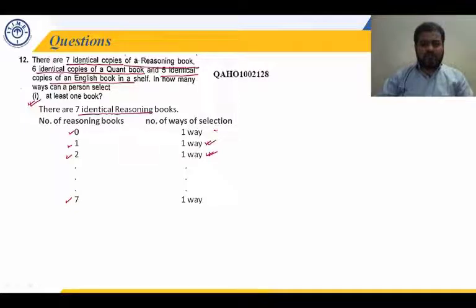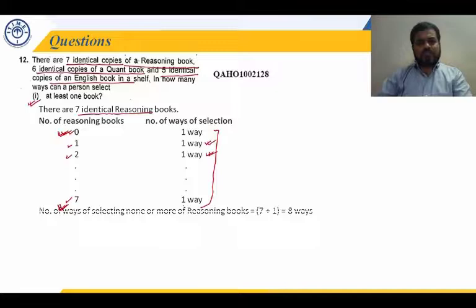So this one way is being added 8 times, right? Because from 0 to 7, these are 8 countings. So this 1, 1, 1, 1, 1, 1 will be counted 8 times. So what is the number of ways? The number of ways of selecting none or more of the reasoning books is 7 plus 1, which is 8. I am consciously using this 7 plus 1. This 7 is basically the number of identical reasoning books. You just have to add 1 to it. So the total number of ways will be number of books plus 1, which is 8 ways, because not selecting any book is also being included here, right?